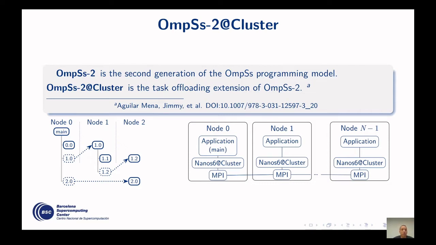From the image on the right, we can see more or less how the runtime works. The initial application, that is the main, is executed by node 0. Then the application makes Nano6 calls, and then the underlying MPI takes care of task offloading, communications, and data transfers. All this happens in a completely transparent way for the final user.